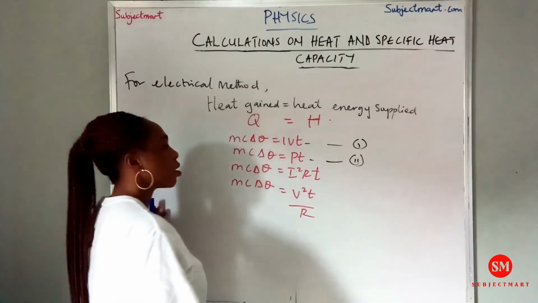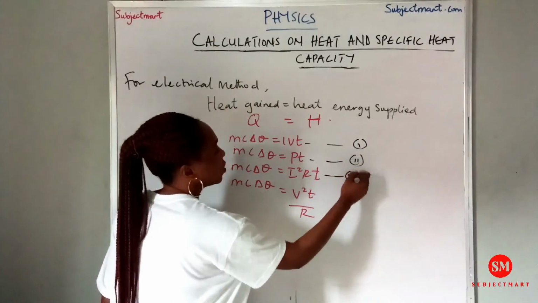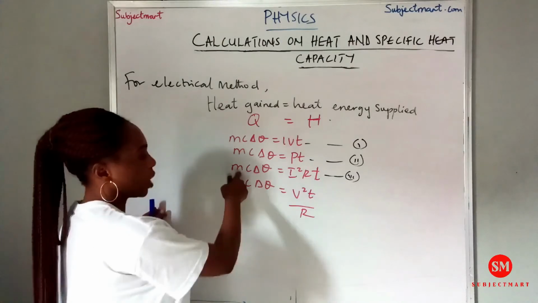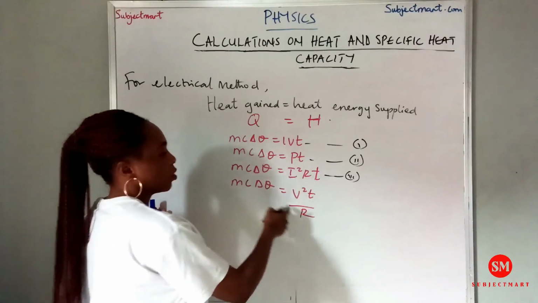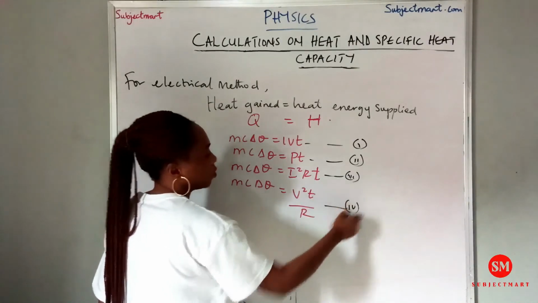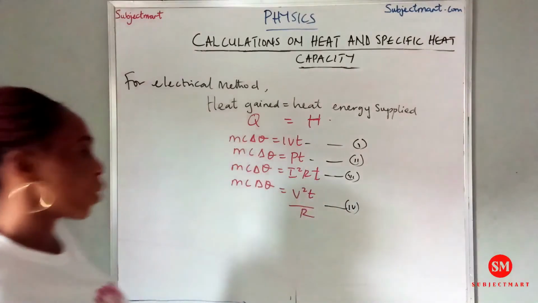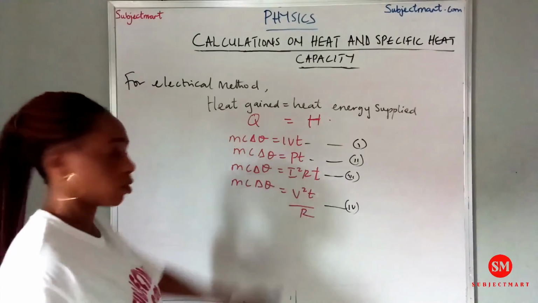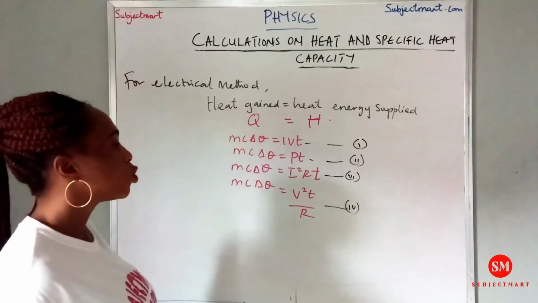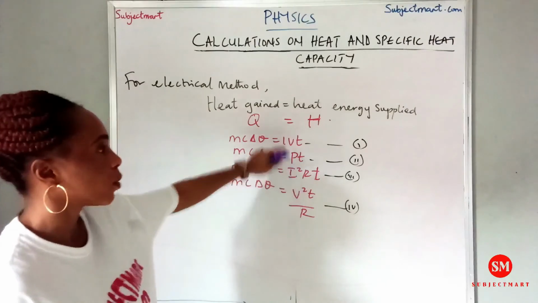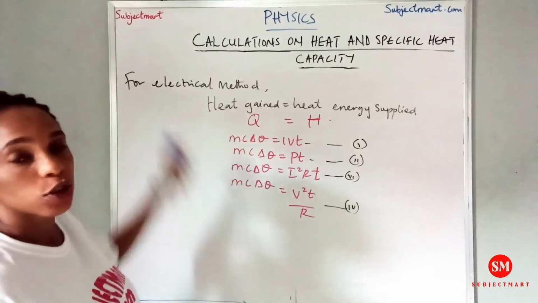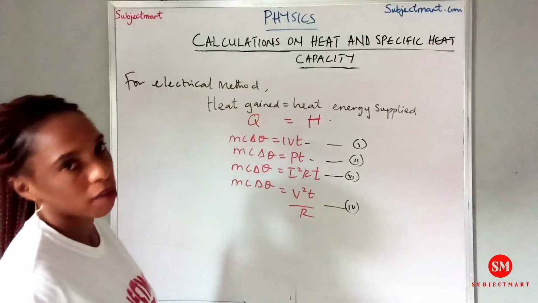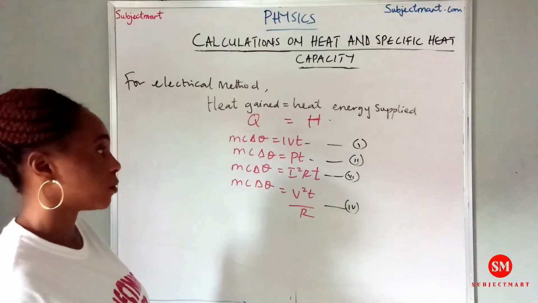and the time. Or when you are given current, resistance and then the time, you can use this. Or you could also use this, V squared T over R, probably when you have the voltage, the time, and the resistance. So you could use any of these four as far as the electrical method is concerned, depending on what you are given.